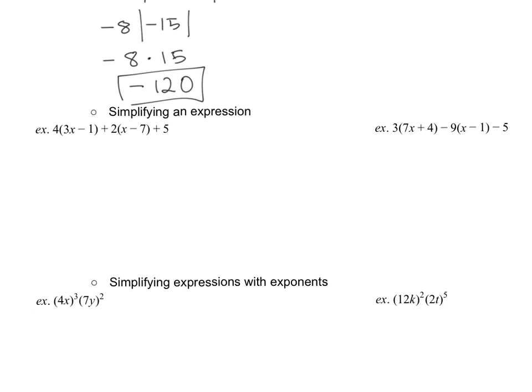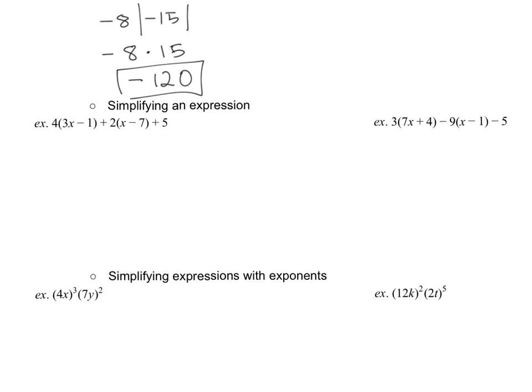Next, we want to simplify some expressions. Anytime we're simplifying an expression, we want to distribute any numbers into the parentheses and then combine like terms. So our first example, 4 times (3x minus 1) plus 2 times (x minus 7) plus 5. If we distribute the 4 into our first set of parentheses, we get 12x minus 4. Then we distribute the 2, so plus 2x minus 14. Then we still have plus 5.